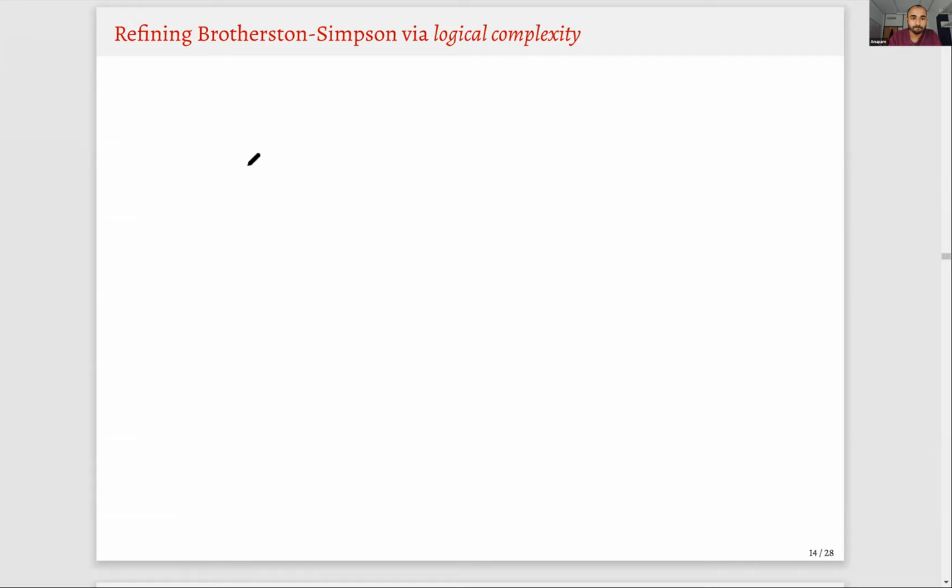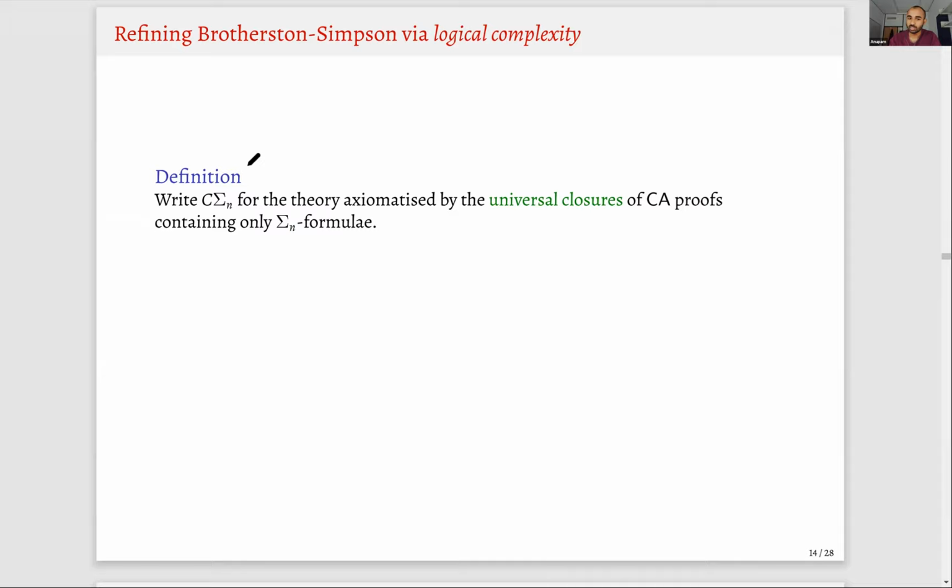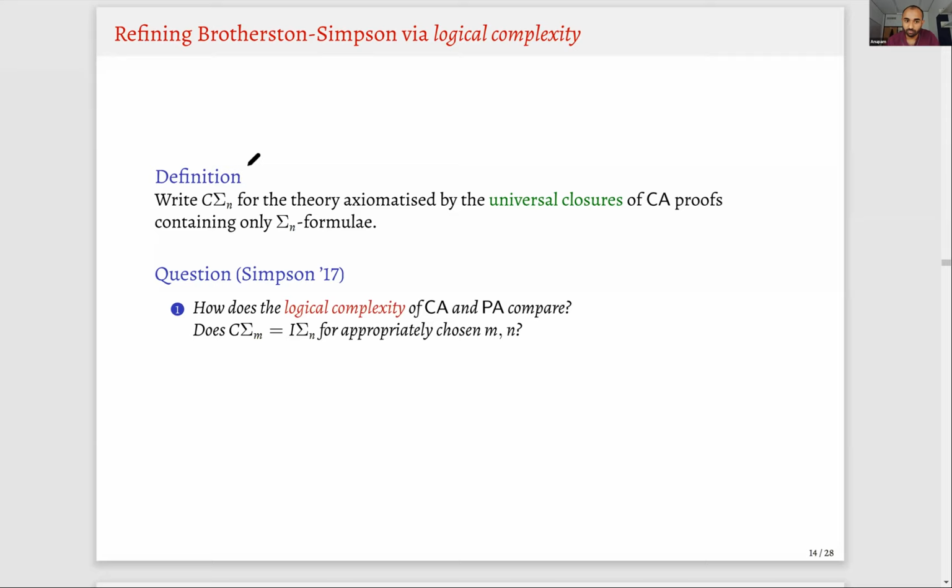Just like for PA, we can define these fragments of cyclic proofs on sigma n formulas. We just demand that the proofs use only sigma n formulas. And of course, we take the universal closures and create a bona fide theory in the usual sense out of it. Then we have a number of questions, which rephrase what Simpson posed in his original paper. How does the logical complexity of CA and PA compare? In particular, can we say that C sigma M equals I sigma N for appropriately chosen M and N? How does the proof complexity compare? That's what we were just talking about with Dov and Jamie. How do the sizes of the proofs compare?